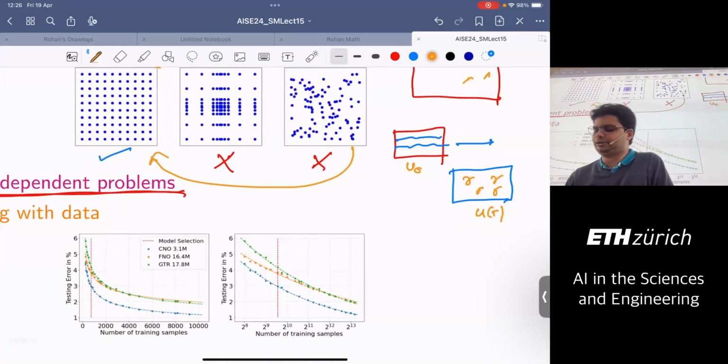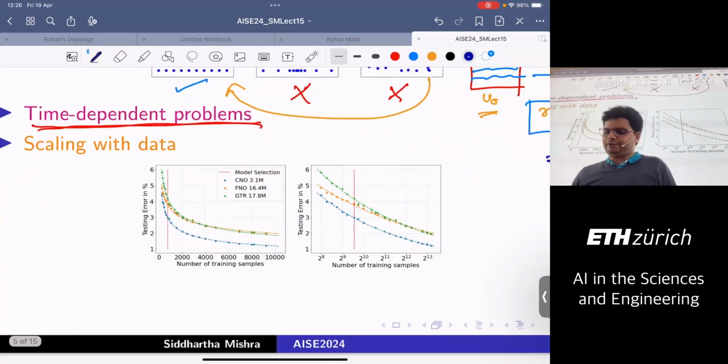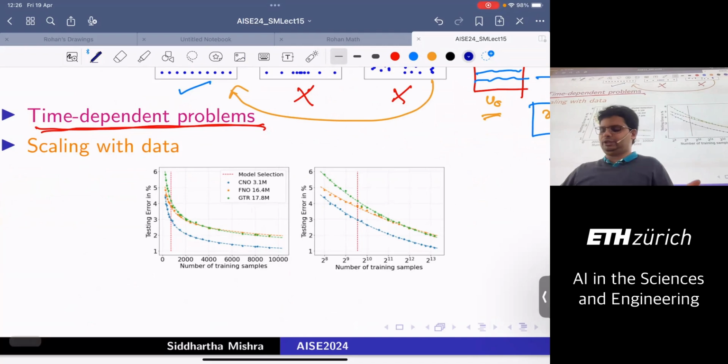So you start with some initial data, and you go to the final solution. So we have here 2,000, 4,000, 6,000, 8,000, and so on. We increase the number of training samples, and we want to see how the error decays. So the idea is as you give more data, you should get better results, right? So this is roughly the idea that we operate with.